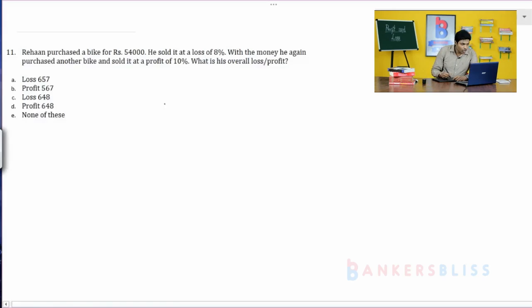Okay, so see here, cost price is 54,000 and for that he is selling at a loss of 8%. So loss 8%. So how do you calculate 8%? You can calculate like this, 10% minus 2% or else 1% into 8. So I do 1% into 8. Both take similar time, so because of that reason I am taking this. So 1% is nothing but 540 into 8.